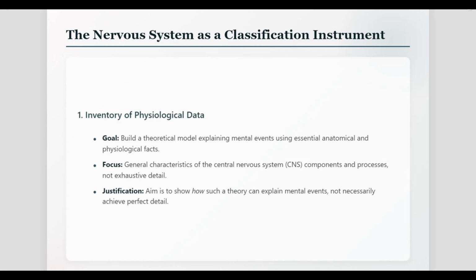So, building on our previous discussion of the theoretical framework and classification principles, let's now delve into the actual machinery. We need to lay out the essential anatomical and physiological facts. Think of them as the bricks and mortar that we'll use to build our model of the nervous system as a classification instrument. Now, don't worry about getting lost in every single detail of CNS structure or function. We're aiming for the big picture here.